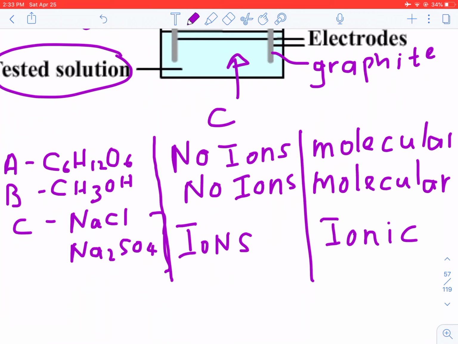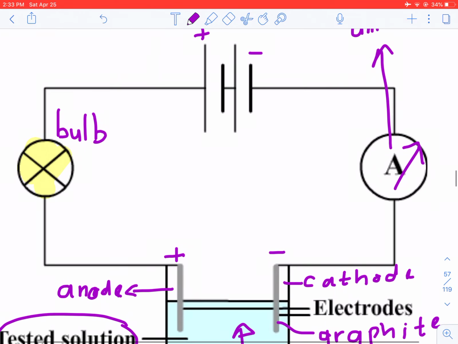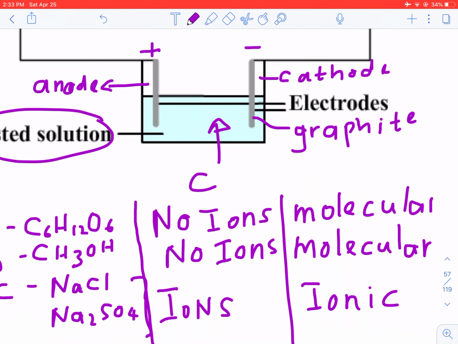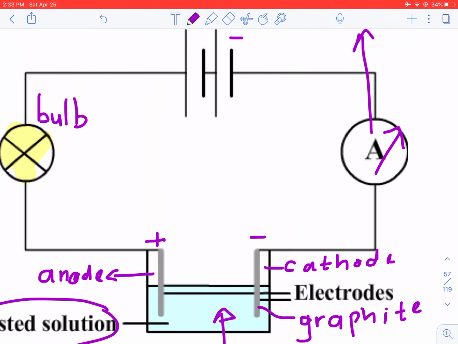So you need to be able to recognize firstly from a formula whether we're dealing with a molecular substance or an ionic substance or a network covalent substance. Right, now the important thing here is, let's look at this. If we look at when sodium chloride is dissolved in water, we find that the bulb burns. So how do we explain that?